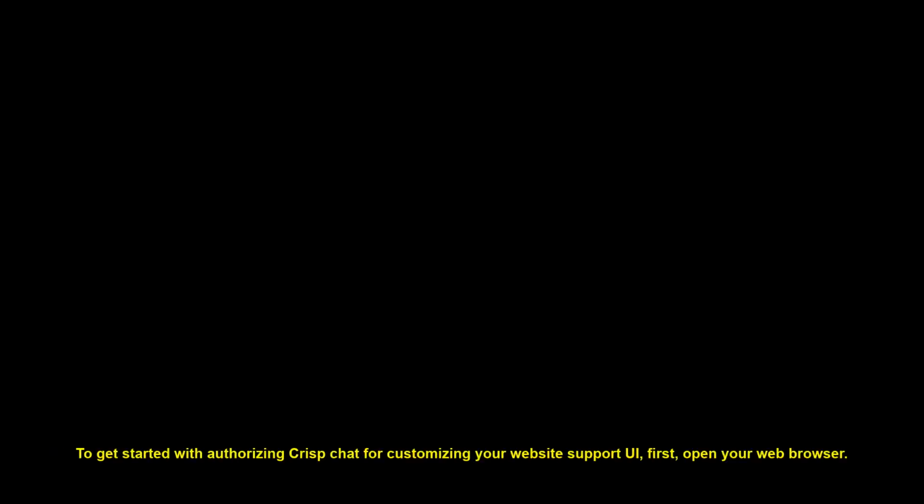To get started with authorizing Crisp Chat for customizing your website support UI, first, open your web browser. Navigate to the Crisp website. Log into your Crisp account or create a new one if you haven't already. Once logged in, go to the dashboard.